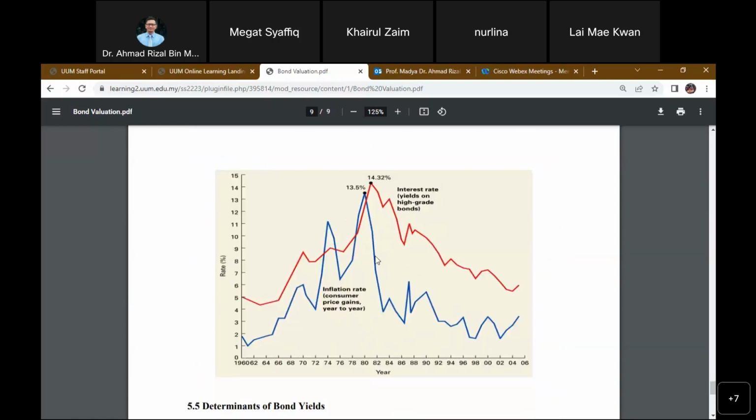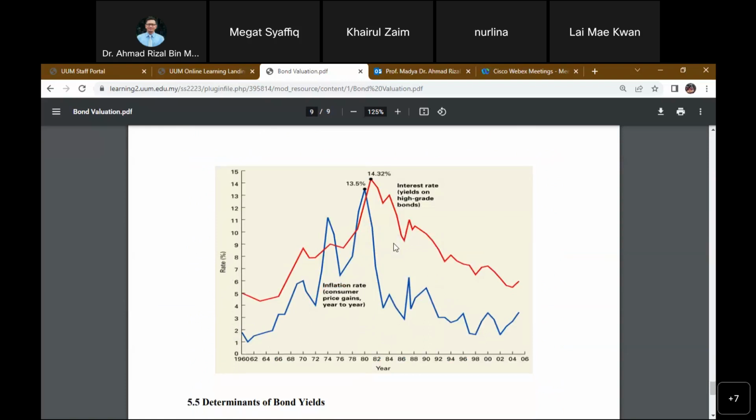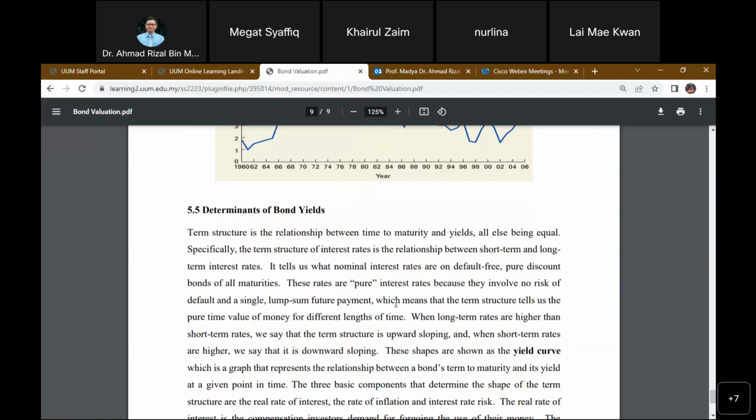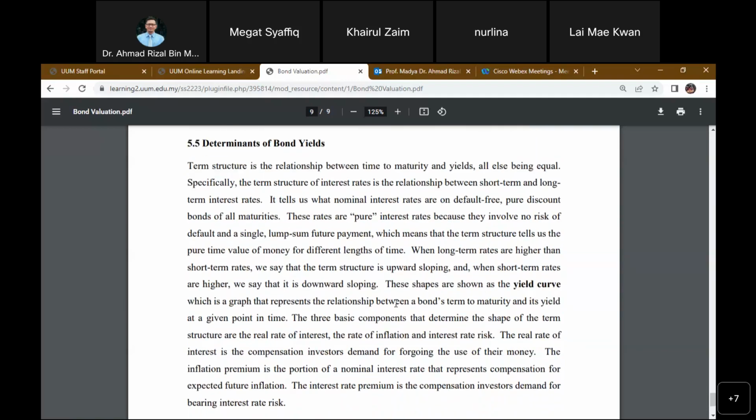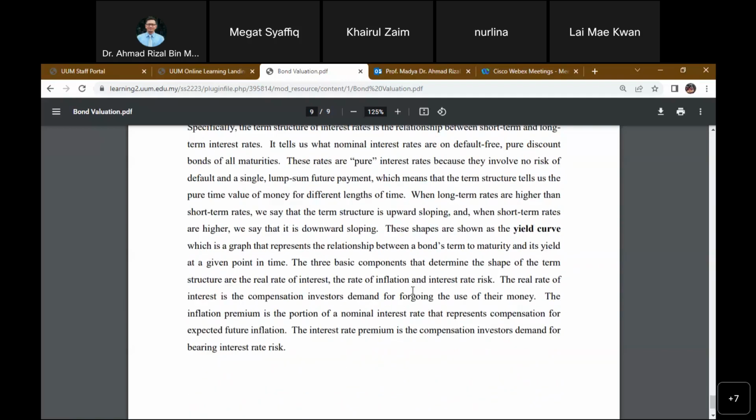So this is just the relationship between inflation and interest rates, and this is the determination of bond yield. There are three main factors, as discussed earlier, which are the real interest rate, inflation, and also interest rate risk.